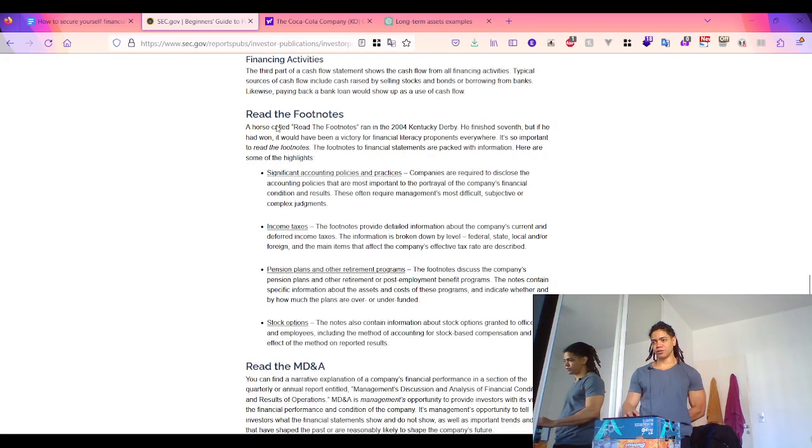Read the footnotes. A horse called Read the Footnotes ran in the 2004 Kentucky Derby. He finished seventh, but if he had won, it would have been a victory for financial literacy proponents everywhere. It is so important to read the footnotes. The footnotes to financial statements are packed with information, and here are some of the highlights.